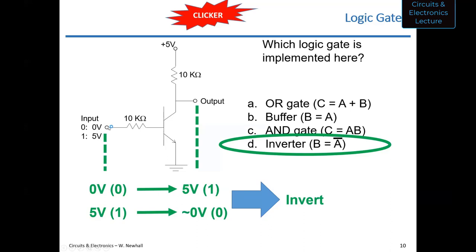When you have 0 volts at the input, this transistor is in cutoff. There's no base current. The transistor is in cutoff. It's like this transistor's not even here. It's like an open switch. So if I have an open switch where that transistor is, I have 5 volts connected to the output through a 10K ohm resistor, right?